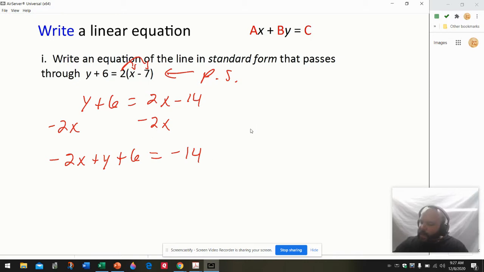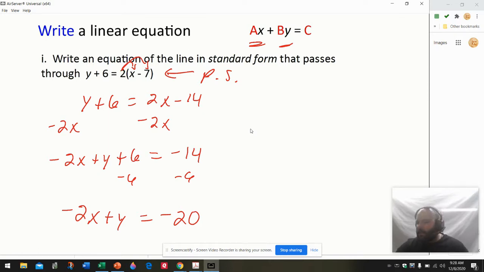But again, x and y are together. The constant has to be over on the other side. So that means we need to get rid of this 6 by subtracting 6 on both sides. And when I do, I get negative 2x plus y equals negative 20.